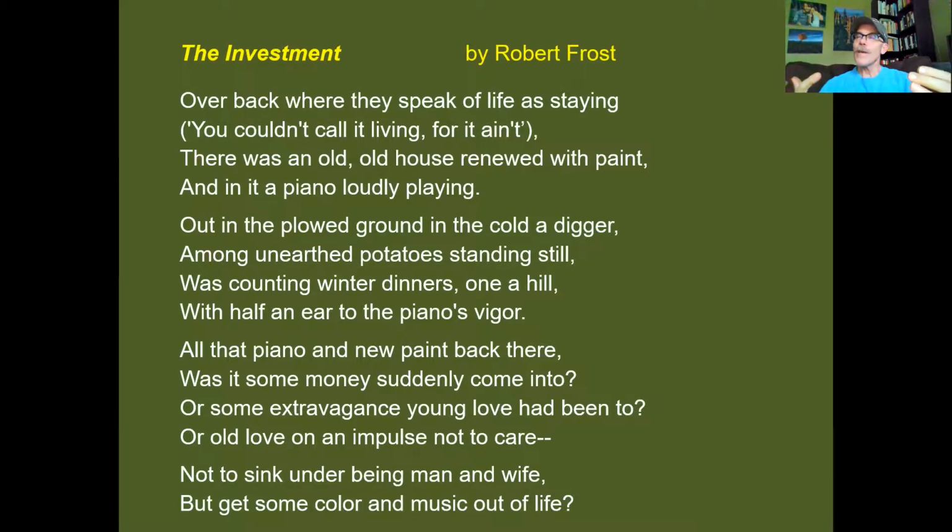So spending the money on the paint for the house and on the piano means that the investment he's making in the relationship is going to bear fruit in happiness.